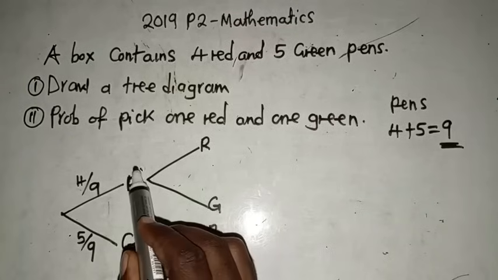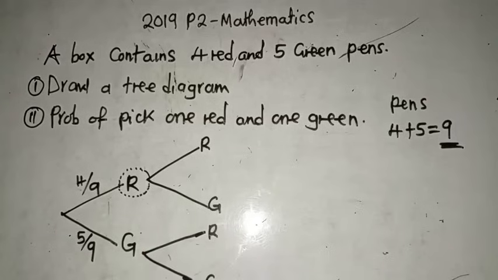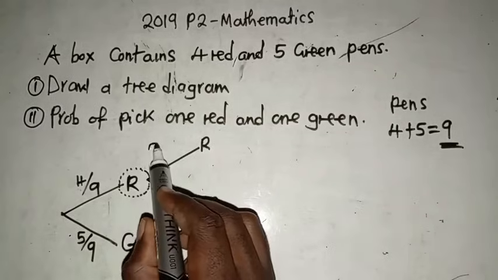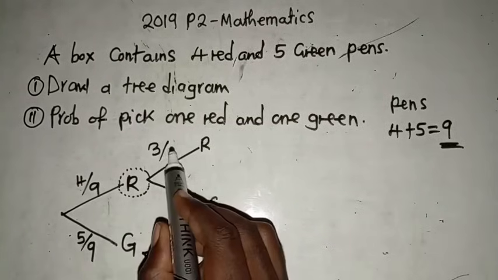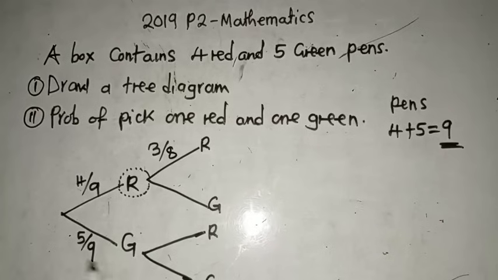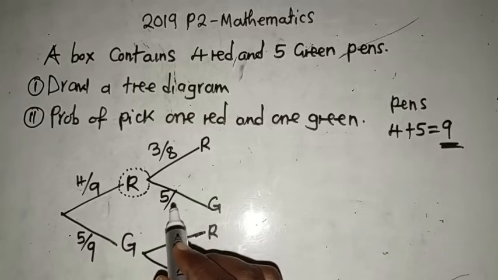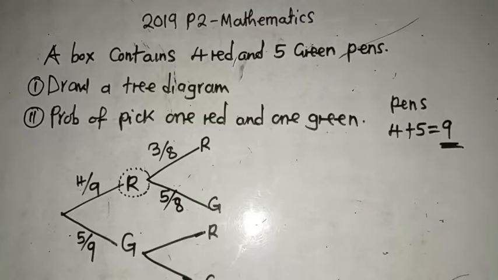So here on this particular branch, I'm going to assume that the second pen that was picked was red, meaning only red is going to change here. So only red is going to do what? Is going to change. So here I'm having how many red? 4. If I get 1, I remain with 3. Even the total number is going to be changed from the box. It is no longer 9 but 8 because I've picked 1. Here, how many green pens? 5, but the total number will change to 8 because I've picked 1.